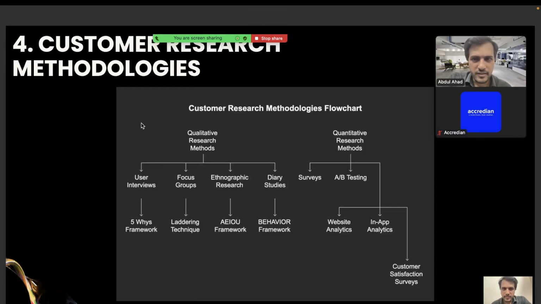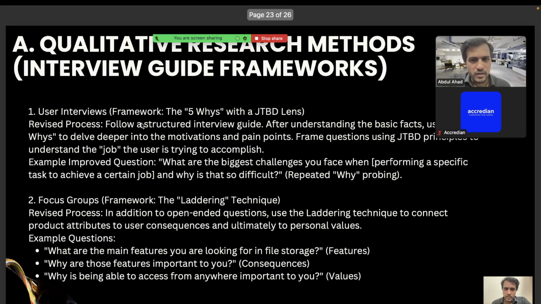The next is breaking this all down with respect to different methodologies. We can see this in a flowchart. We have qualitative and quantitative research methods. As part of qualitative, we have user interviews, focus groups, ethnographic research, and diary studies. And they're further broken down. As part of quantitative research, we have surveys and A/B testing. Then we also have website analytics, in-app analytics, and customer satisfaction surveys. We can do a deep dive on this, and we'll do it quickly.